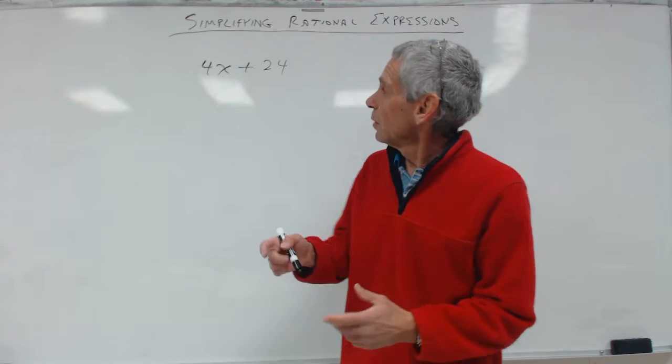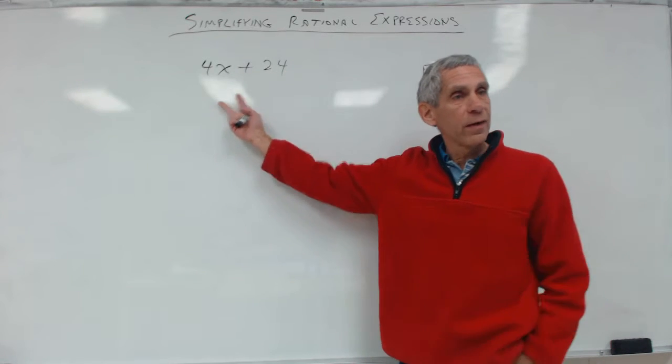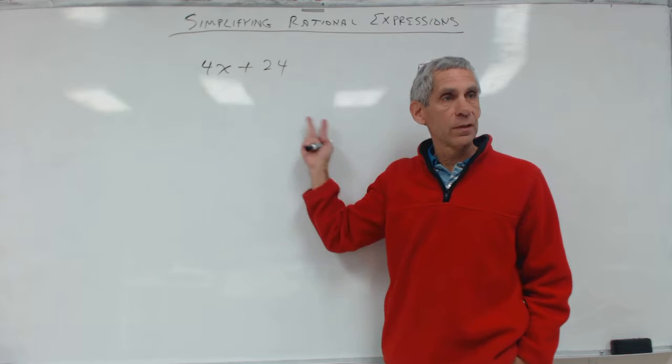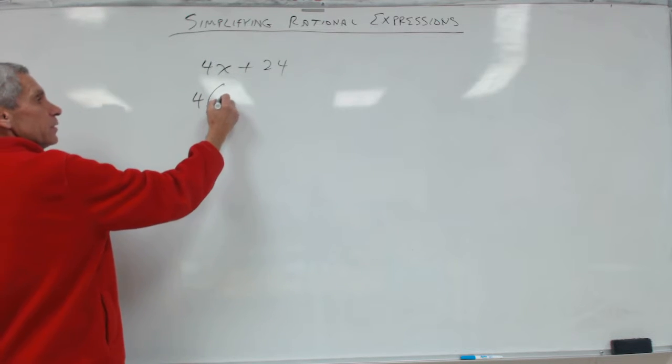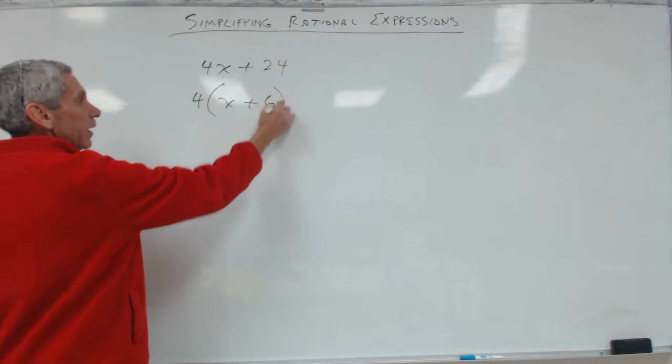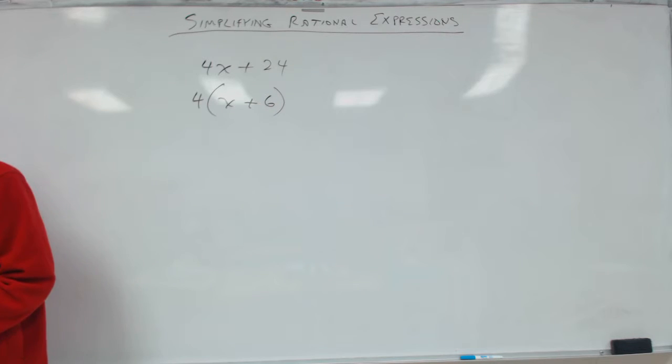All right, so what would I do? What is my greatest common factor that I could take out of both of these? 4. So I could do a 4, and then I do my parentheses, and I got x plus 6, right? Yes, everybody remembers this, right?